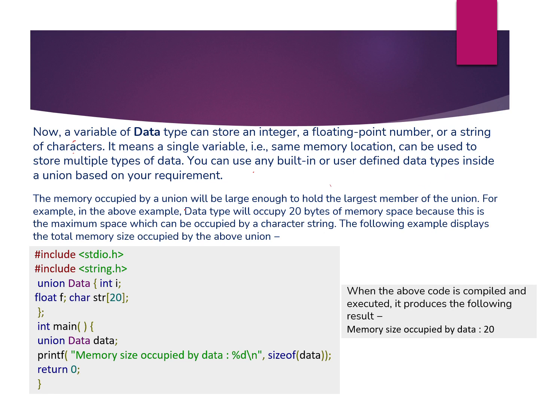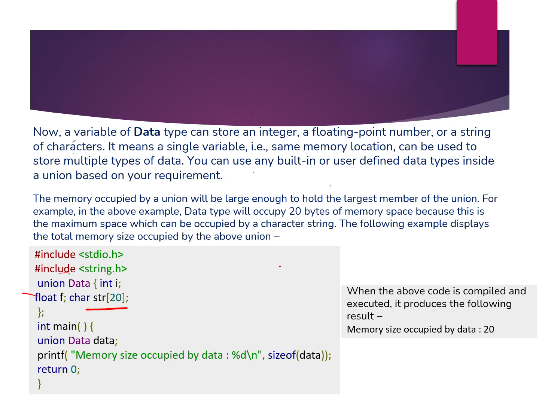For example, in the above example, the data type will occupy 20 bytes of memory space because this is the maximum space that can be occupied by a string. Here, if you see, there is float f and a character string of 20. This will take 20 bytes, right? And this will take 4 bytes. So what is the highest? It is 20. So the data type will occupy 20 bytes of memory space because this is the maximum space that can be occupied by a character string.